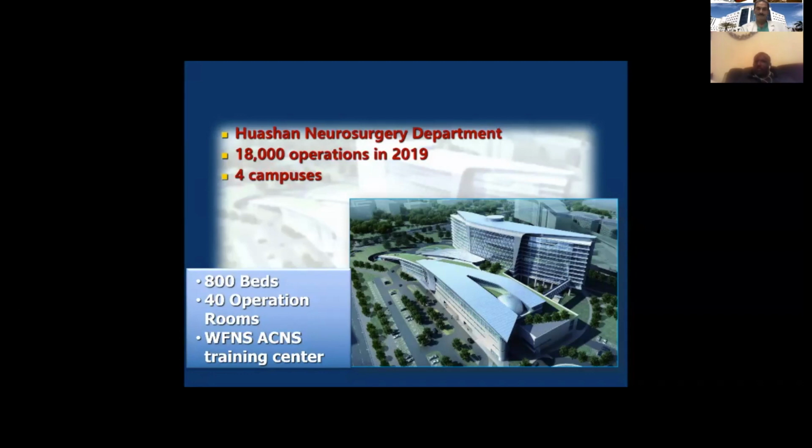Last year we had 18,000 operations. Totally now we have 800 beds and 40 operating rooms. We are the WFNS and the HCNS training center.